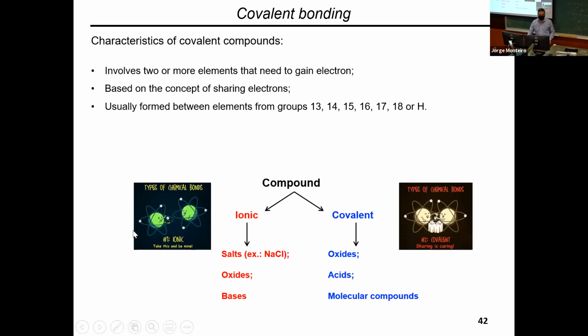Okay, so ionic bonding involves donation of electrons, and covalent bonding involves more sharing of electrons. And this is how we are going to split the compounds into 2 different classes. So ionic compounds are basically salts, oxides, and bases, while covalent compounds can also be oxides, acids, or molecular compounds.